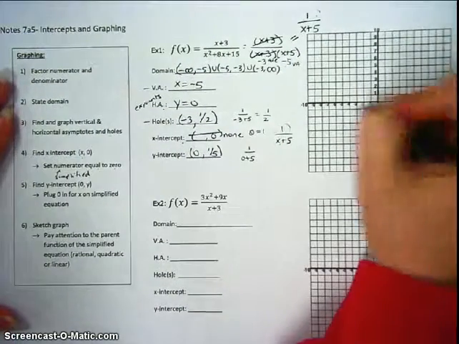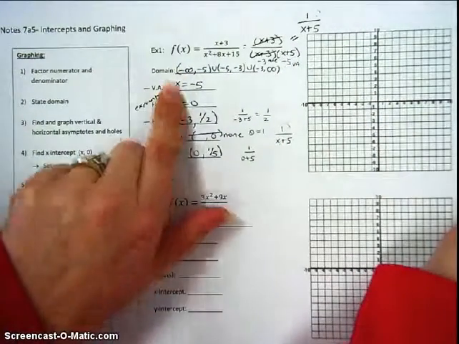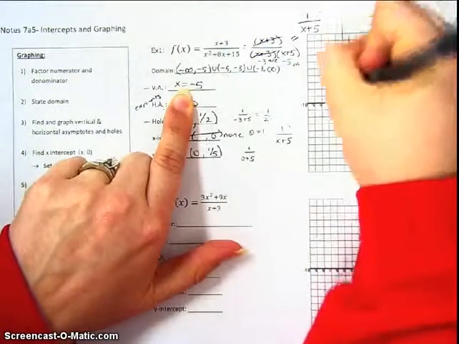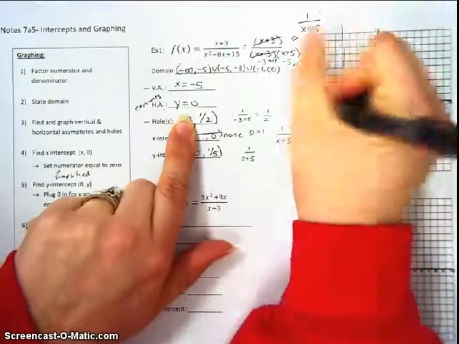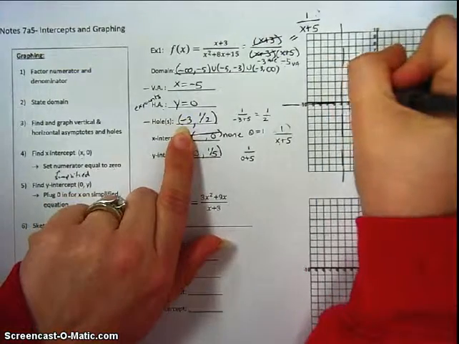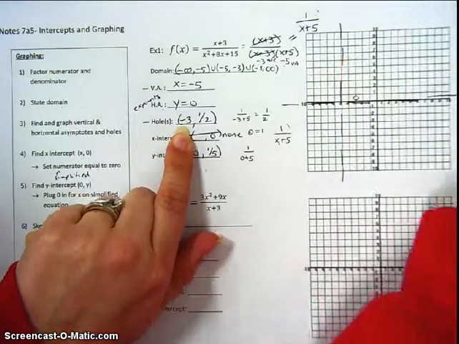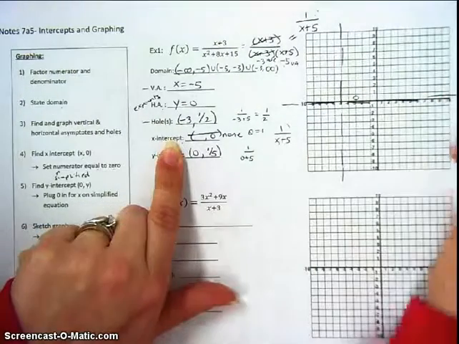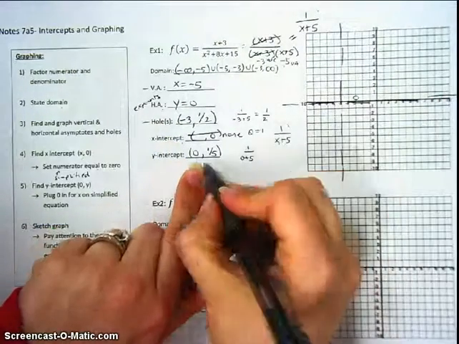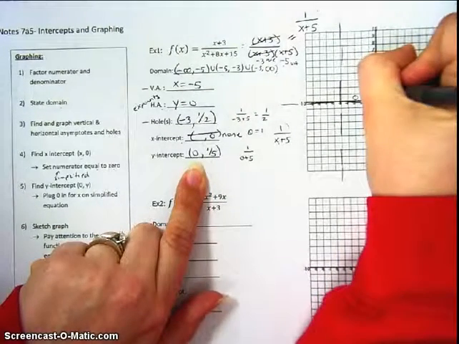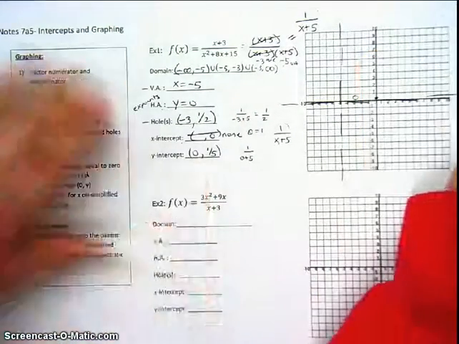So it's going to have our 2 graph pieces. So we're just going to graph everything we see. Vertical asymptote at negative 5. Horizontal asymptote at y equals 0. We have a hole at negative 3, 1/2, so I'm just going to draw in my hole. We don't have an x-intercept, which we've got this horizontal asymptote, which kind of helps us see that. A y-intercept at 0, 1/5. So 0.2, so we're really close to the y-axis.